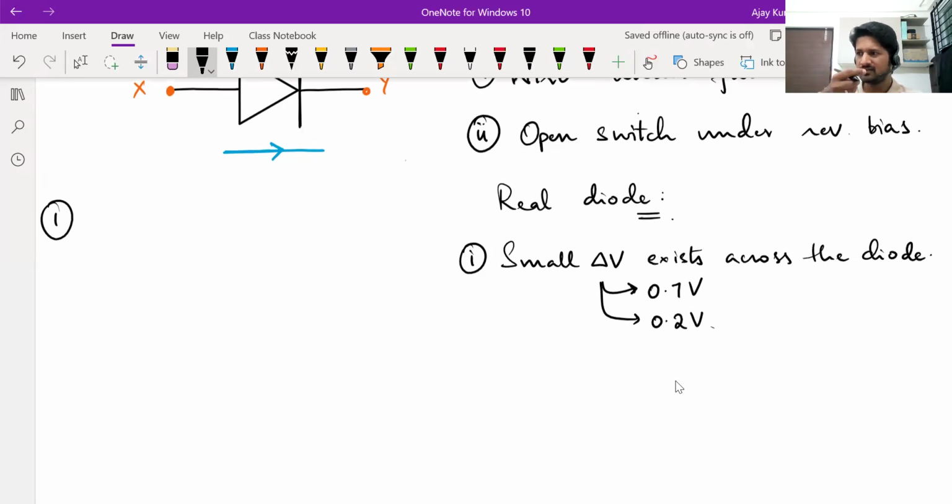So it doesn't behave like a simple wire. You have to consider 2 points, one point to the left of the diode, one point to the right, between which there is some potential difference. In reverse bias, you still consider it as an open switch itself. Small potential difference exists across the diode in forward bias.